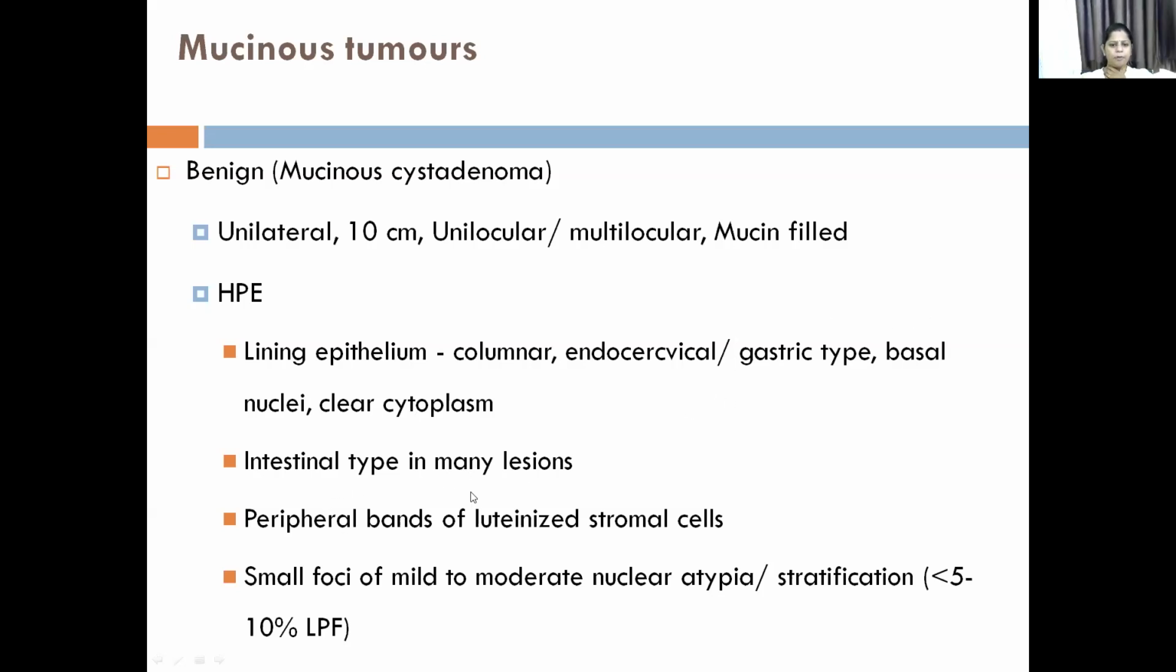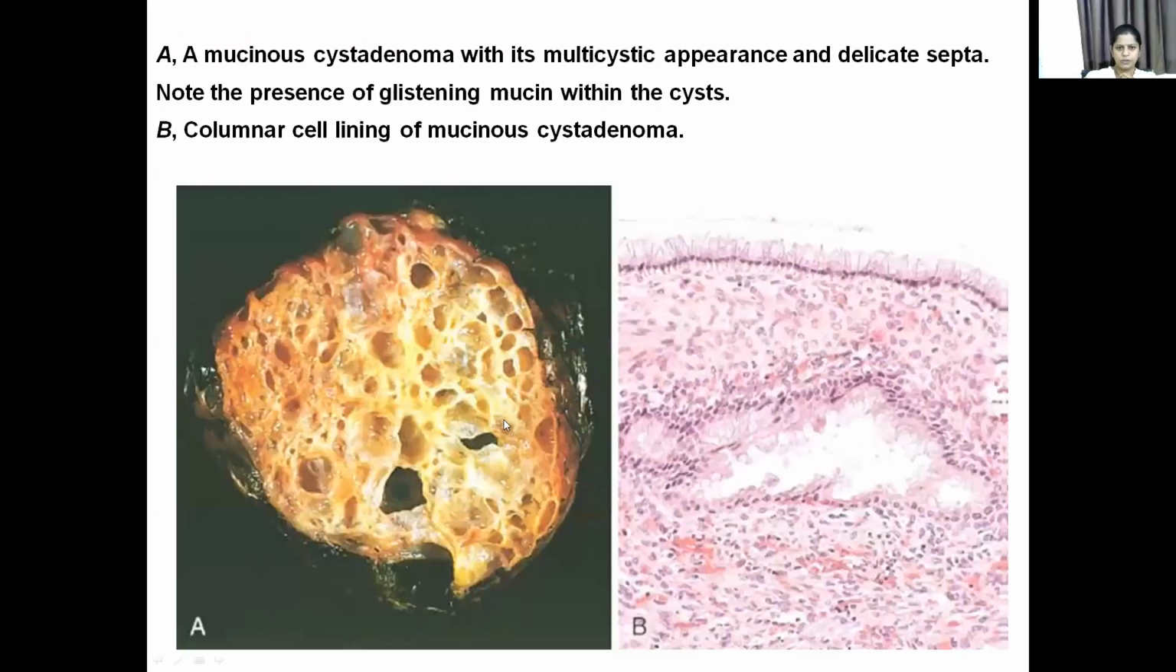Usually the intestinal type of epithelium can also be present in some lesions. This is the mucinous cystadenoma. See, you're able to appreciate the glistening, shiny mucus in the cyst. Here you can see plug-like shining material, thick mucus. The lining is tall columnar epithelium filled with mucin.